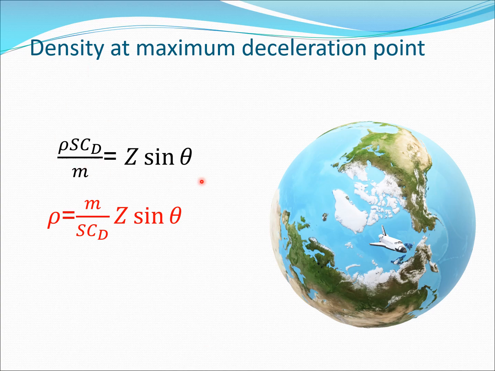So this is the equation, and from this equation I can get rho is m by scd z sine theta. Now this equation tells me that the density at the maximum deceleration point depends on these parameters. So it depends on the mass, on the reference area, on the cd or drag coefficient of the spacecraft, on the z value, and on the angle which you are taking for the entry. Remember, here in this derivation the theta value is constant.